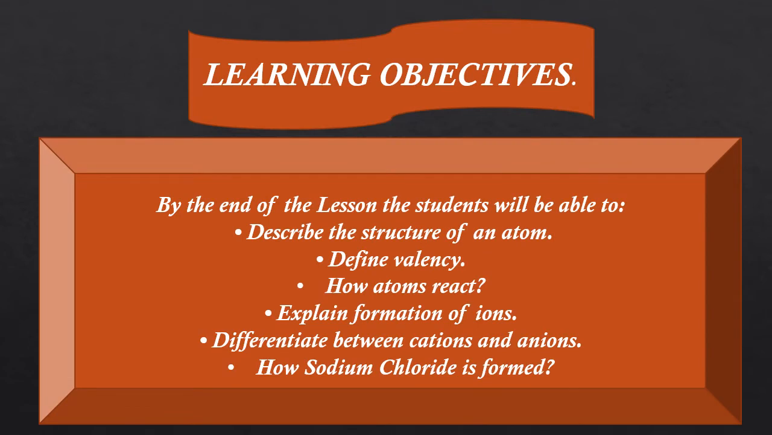Learning objectives. By the end of the lesson, students will be able to describe the structure of an atom, define valency, how atoms react, explain the formation of ions, differentiate between cations and anions, and how sodium chloride is formed.